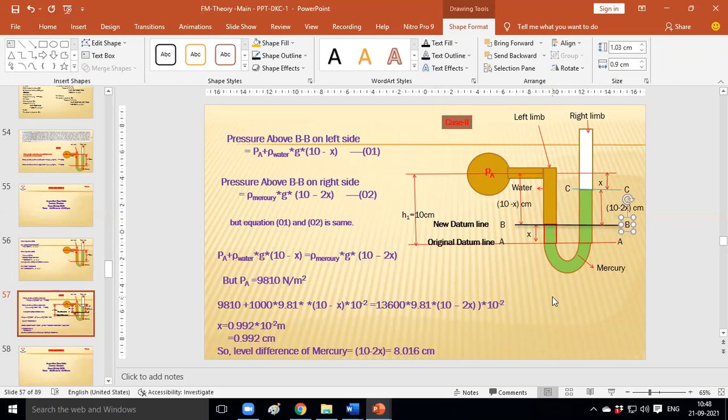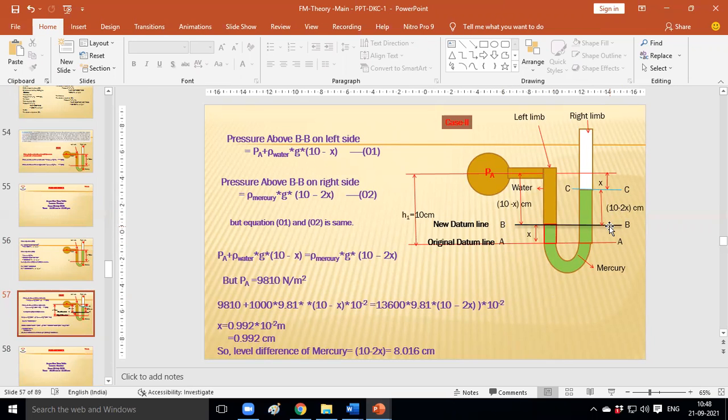So can you tell me the height of BB dash from the center of the pipeline in the left limb? 10 minus x, correct? What will be the height of BB dash from the center of the pipeline in the right limb? Center of the pipeline till BB dash: 10 minus x. 10 minus x, correct?